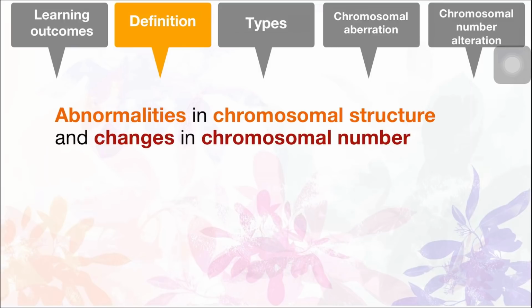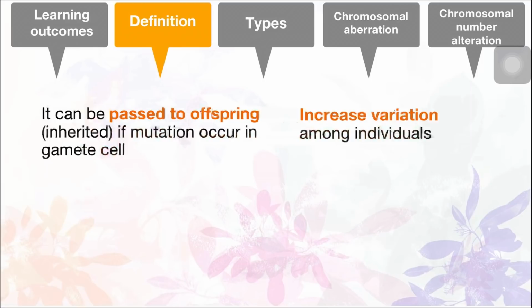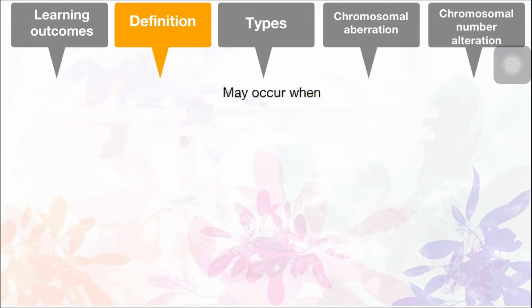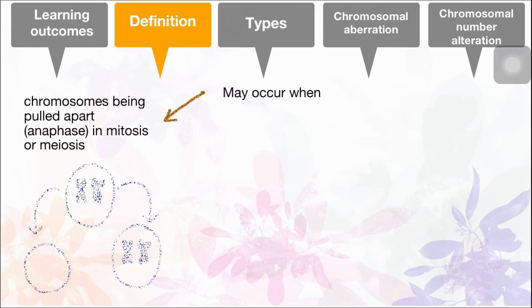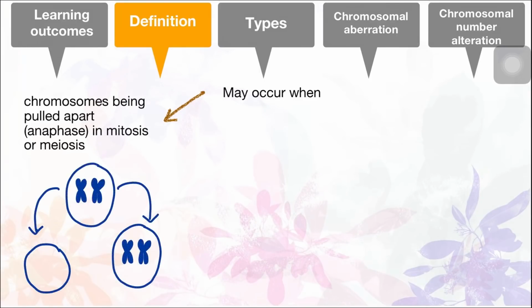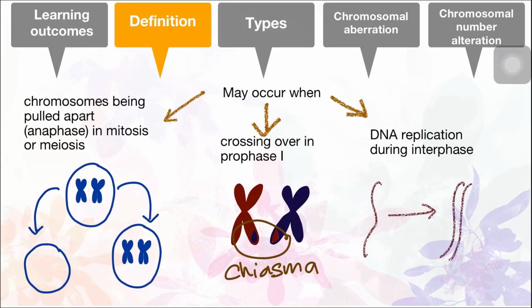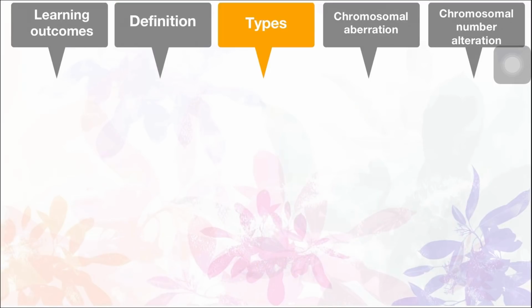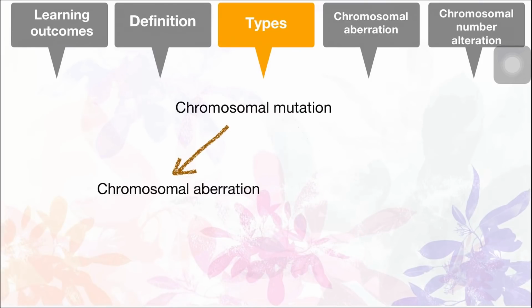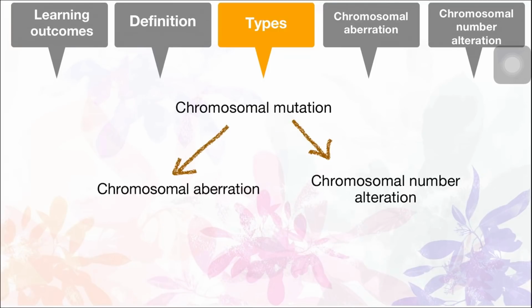Definition: abnormalities in chromosomal structure and changes in chromosomal number. It can be passed to offspring if mutation occurs in gamete cells. It also can increase variation among individuals. It may occur when chromosomes are being pulled apart in mitosis or meiosis, crossing over in prophase 1, and also DNA replication during interphase. Types of chromosomal mutation: we have chromosomal aberration and also chromosomal number alteration.